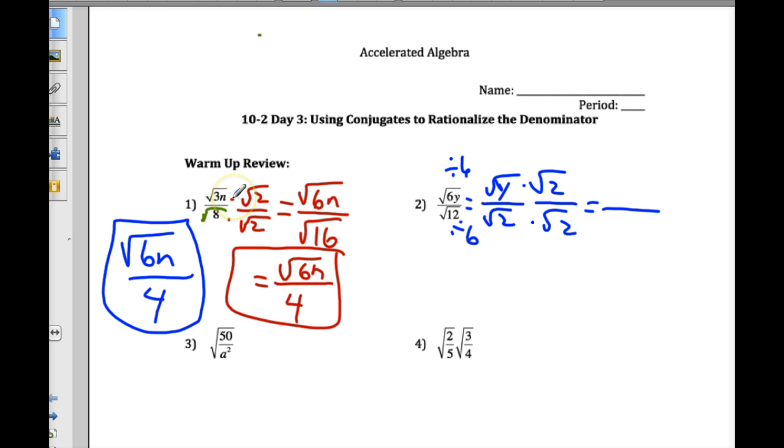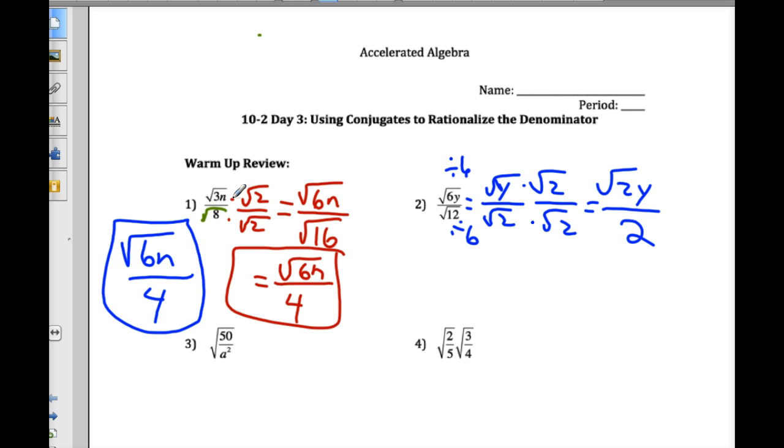Showing work, people. Look, I'll get there. Radical 2y over 2. Or you could have written radical 2y over radical 4, but radical 4 is just 2.